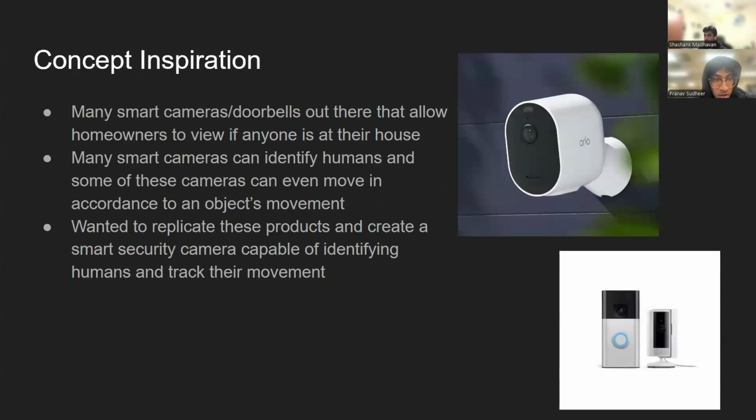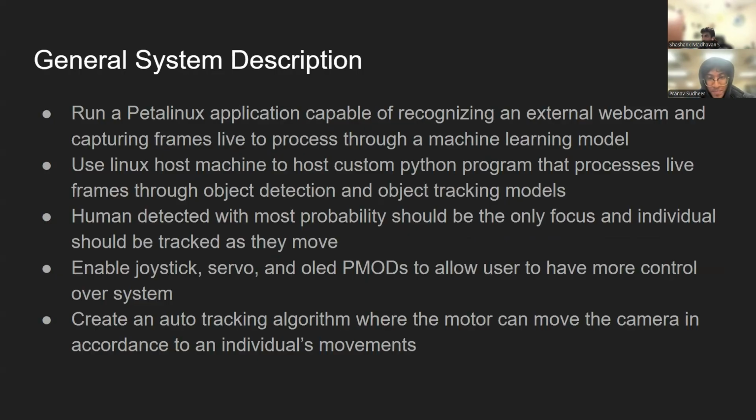Basically, our inspiration for this idea is that there are many smart cameras and doorbells around that allow homeowners to view their house, whether they're not home or on vacation. And in the market, we have many cameras that can identify different humans and objects based on images, and we wanted to replicate something like that using FPGAs to track humans and so forth, detect them.